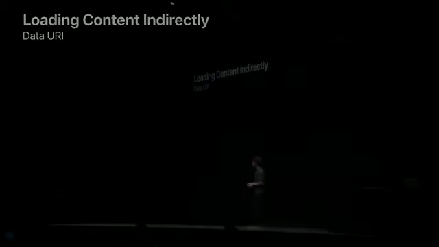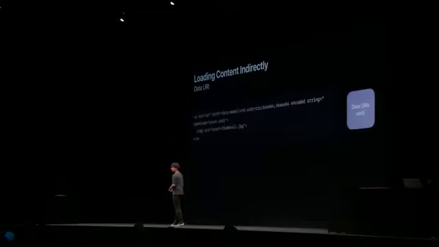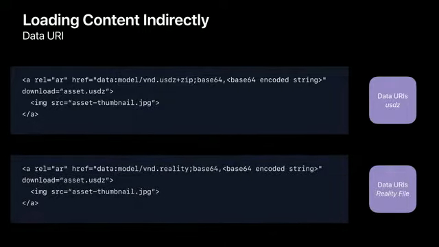In addition to downloading content from a server, you can also open up AR Quick Look by passing in local data. One supported format is the data URIs, which allows developers to load content from a base 64 encoded data string. So for example, here's how to load a USDZ file through a data URL. Notice that you specify the same MIME type at the beginning of the data string. And to load a reality file, simply switch the MIME type.